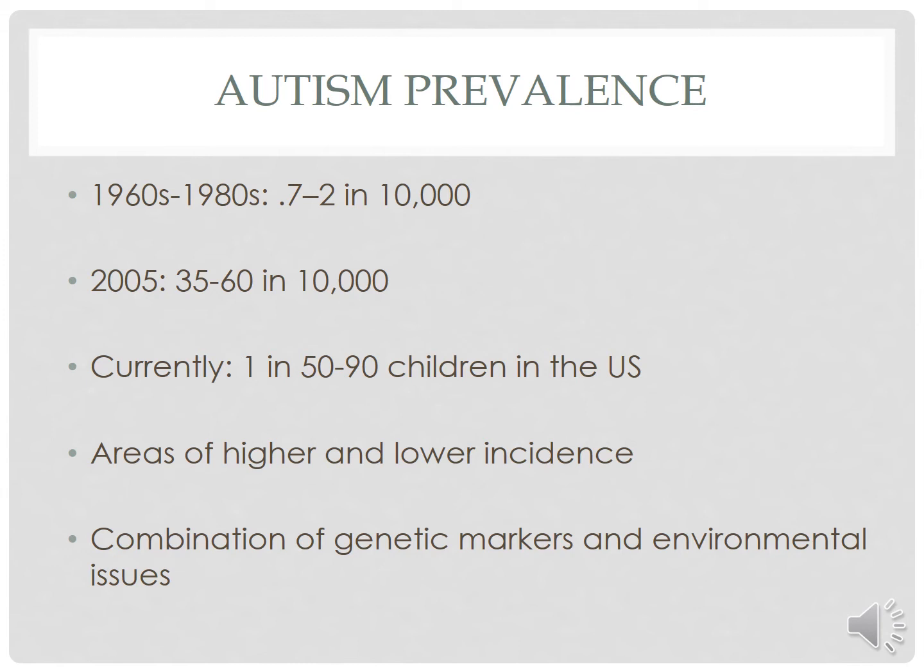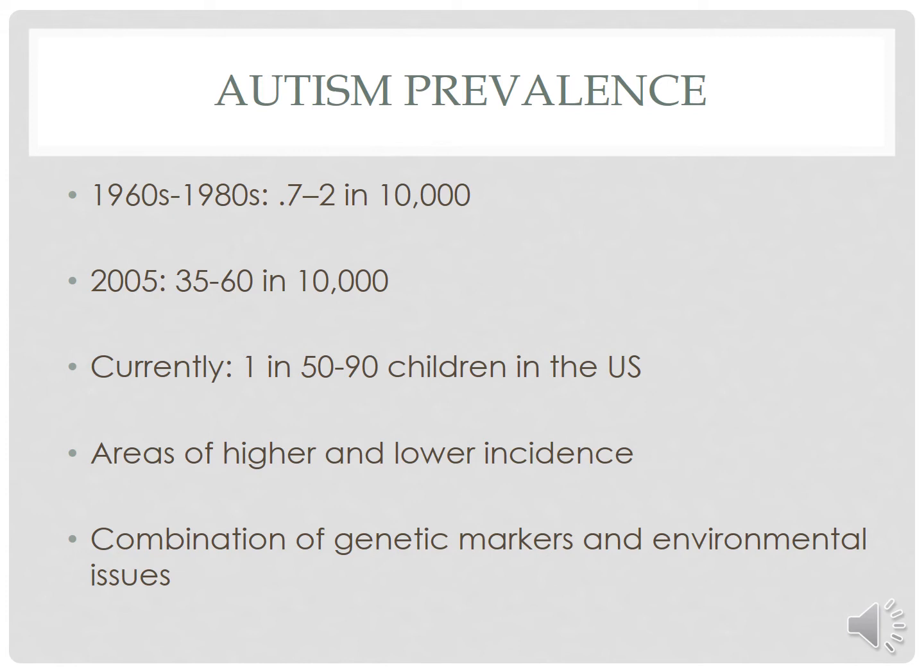In 2005, the prevalence went from 0.7 to 2 to 35 to 60 in 10,000. That's a huge jump. And now the prevalence is somewhere between 50 and 80 in the United States, which is just giant, right? The prevalence has just gone through the roof. And there are many, many people who are doing research to try to figure out what's going on. What is the cause or causes of autism? Why have we seen such incredible jumps in the diagnosis of autism?